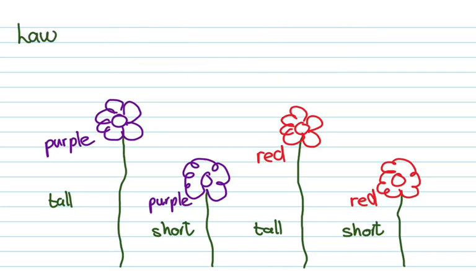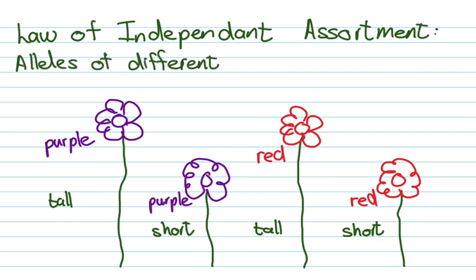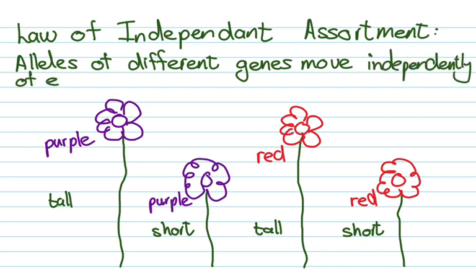So if we look at the law of independent assortment, this is now the definition that comes from the exam guideline. It says that the alleles of different genes, so the purple, the red, the tall, the short, they're going to move independently of each other into the gametes. Now, this also tells me that this process takes place during meiosis, because we're going to be talking about moving them into the gametes.